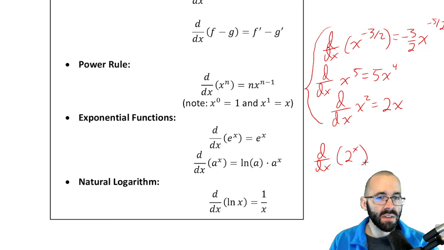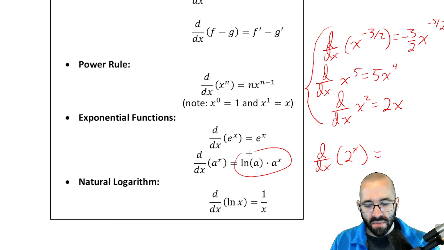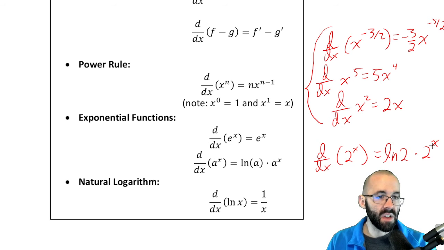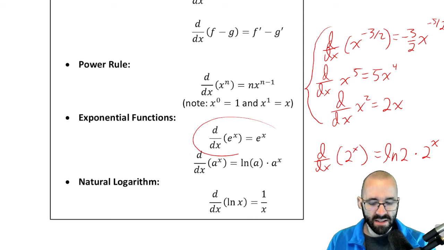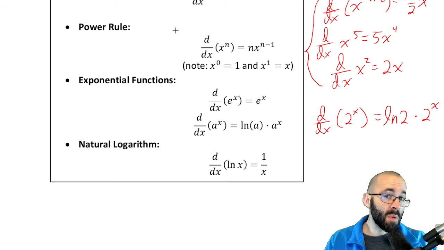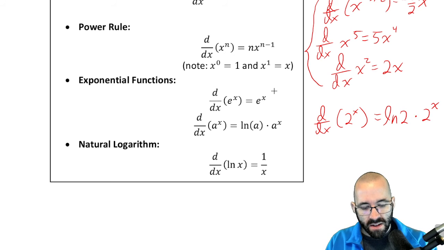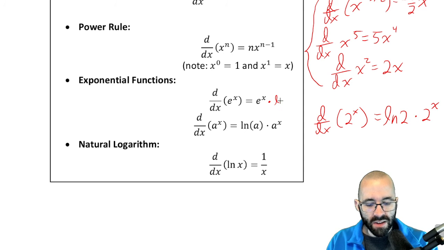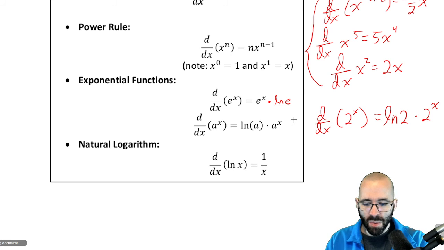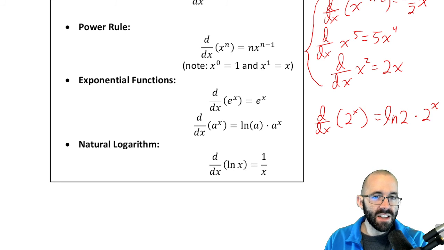a can be any number. So if a is 2, what is the slope of that? It's just the natural log of 2 times 2 to the x. So almost as nice as when it's e, but not quite. If you remember stuff about logarithms, you might remember that the natural log of e is 1. So we really could write this function like this, but because the natural log of e is 1, it's a little redundant. But essentially, it's the same formula.